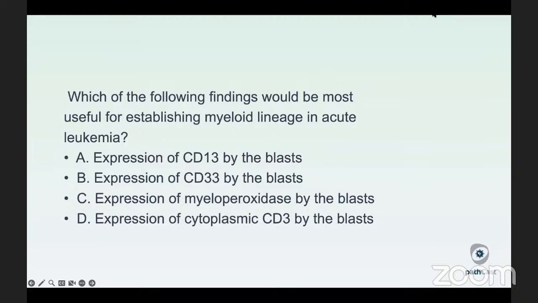Which one of the following is the most useful in establishing myeloid lineage in acute myeloid leukemia? Is it CD13, CD33, myeloperoxidase, or cytoplasmic CD3? The one that is lineage specific on all of these options is myeloperoxidase. Although we can see CD13 and CD33, myeloperoxidase is the one that is lineage specific.